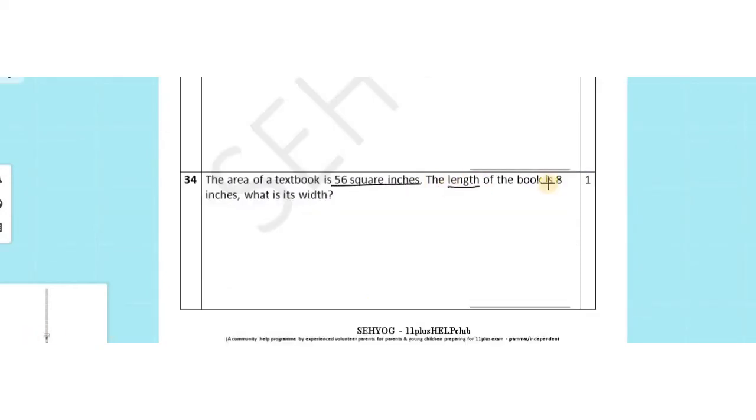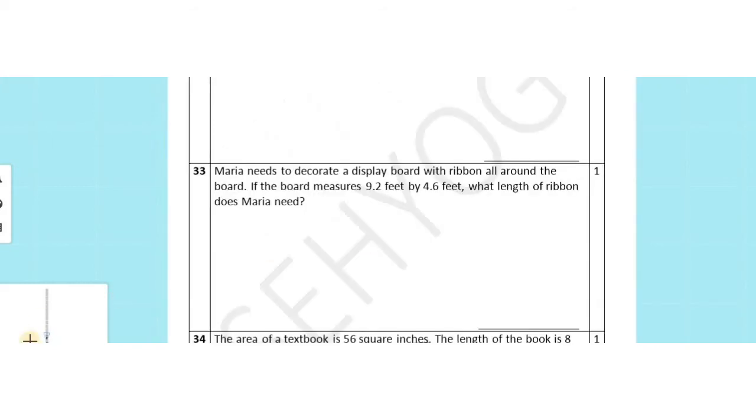The area of a textbook is 56 square inches and the length is 8 inches. So, we can find the width by dividing the area by the length of the textbook. So, 56 divided by 8, which is 7 inches, which is the width of the textbook.